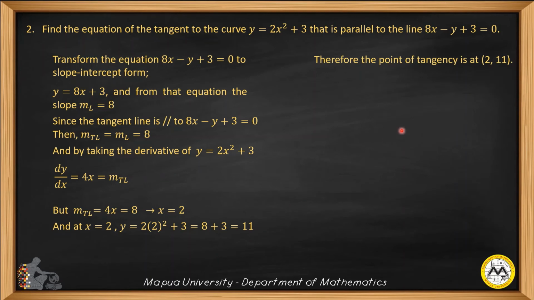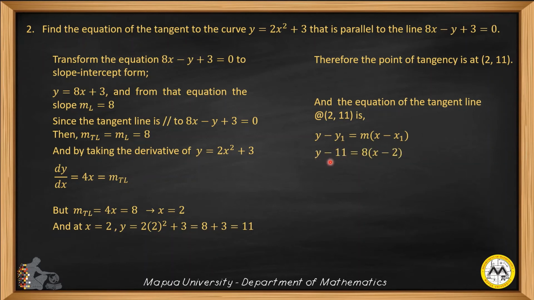So at this point, we have located the point of tangency, and that point is the point 2, 11, and the tangent line will have a slope of 8. So the equation of the tangent line would be, again using the point slope form for the equation of the line, y minus 11 is equal to 8 times x minus 2, or we simplify this to 8x minus y minus 5 is equal to 0.